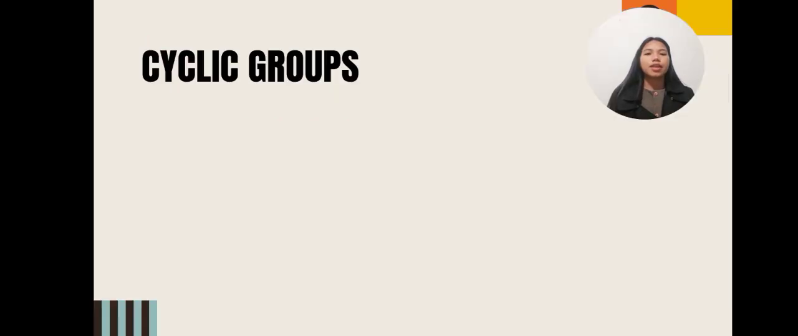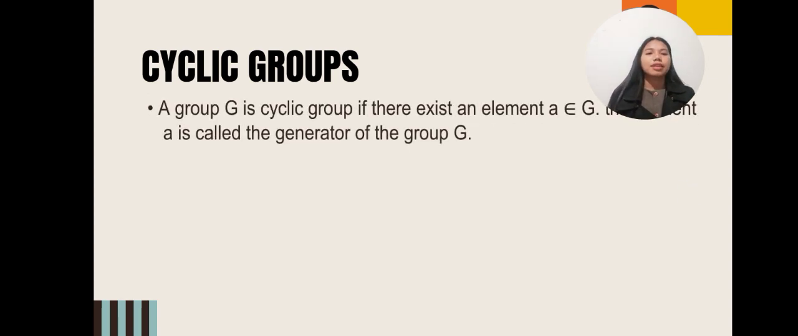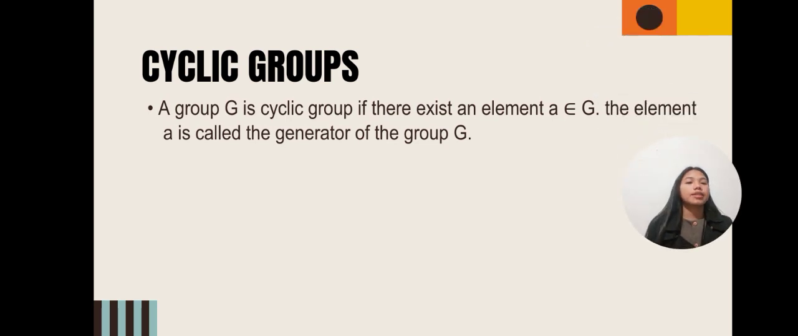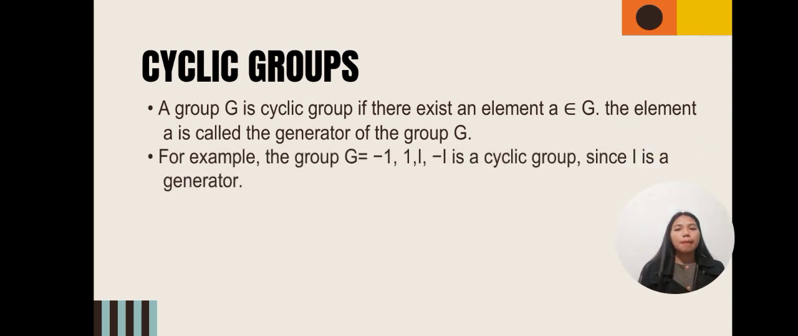Okay, so let's proceed to cyclic groups. A group G is a cyclic group if there exists an element a that is an element of G. The element a is called the generator of group G. Okay, for example, the group G equals {-1, 1, i, -i} is a cyclic group since i is a generator.